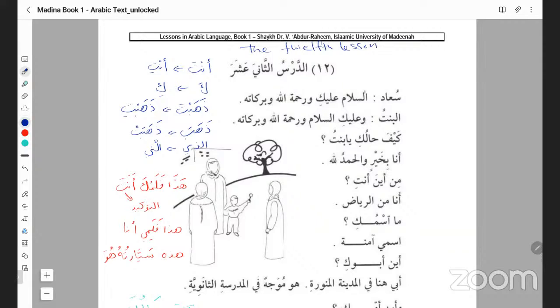So this lesson, inshallah, before we continue with the conversation between Su'ad and Al-Bint, we'll do some concepts. So this lesson is more of a reviewing what we have done in the previous weeks, in the previous lessons. So I just want to go over some of the concepts that we will cover in this lesson, which are very few, and most of the lesson is based on what we have done previously, inshallah.